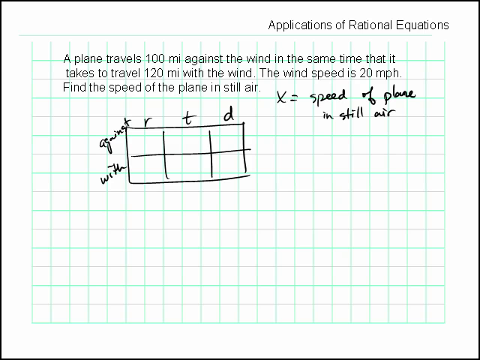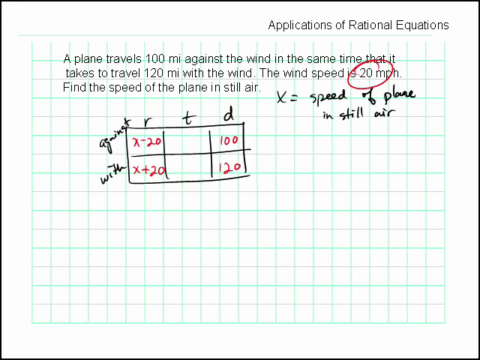Okay, just like the last problem, we know the distances. A plane travels 100 miles against the wind, so that distance is 100. In the same time, it travels 120 miles with the wind, so this distance is 120. Now, the wind speed is 20 miles per hour. So if I go with the wind, I'll be going x, my speed, plus the speed of the wind, 20. However, if I go against the wind, I won't be going x, I'll be going x minus the speed of the wind, x minus 20.